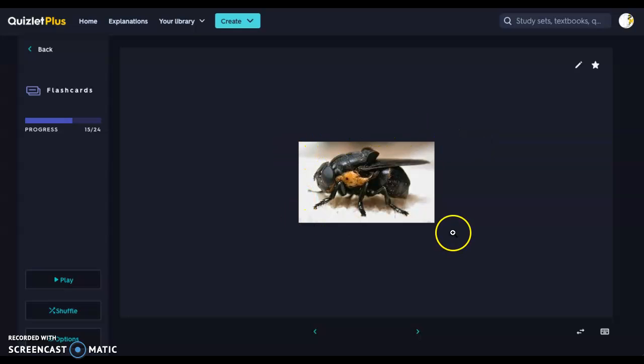And then here's the actual adult. So the cat warble is a fly. It's really kind of actually a nifty looking fly if you think about it. So that is going to cause that issue.